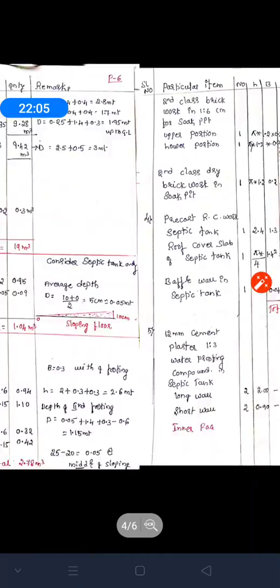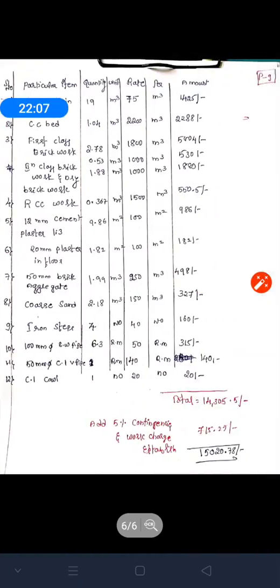Okay, now, so that's all about the estimation of septic tank and soak pit. But from the examination point of view, in examination he may ask separately for the septic tank, or sometimes he may ask for a septic tank with the soak pit. So then the calculation of the abstract remains the same as for the previous item.